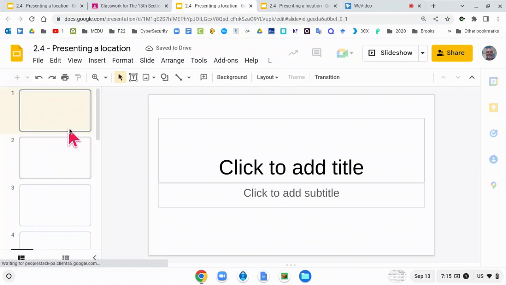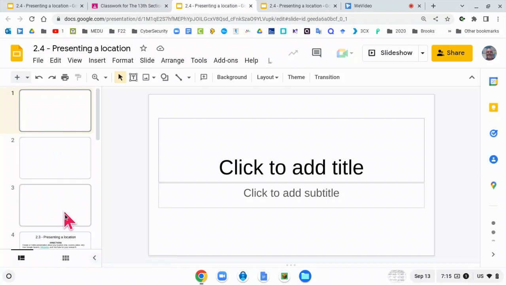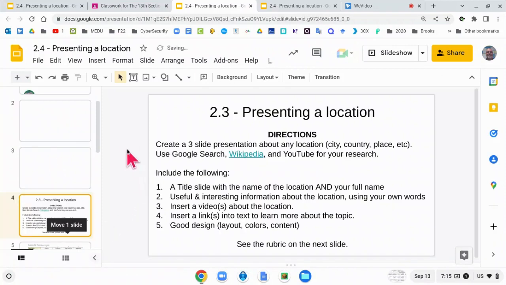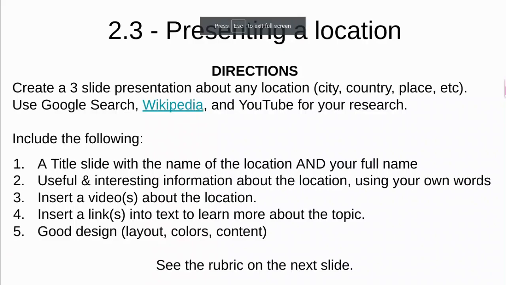You'll notice here that the first 3 slides are blank. That's where you'll do your work. Slide 4 has our instructions. Let's take a closer look at those. You're creating a 3-slide presentation. Any location you like in the whole wide world, go ahead and pick that spot. Then use your research skills to find more information about that location. And then you're going to put it together in a presentation using Google Slides.